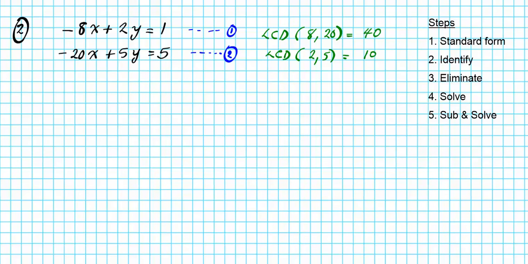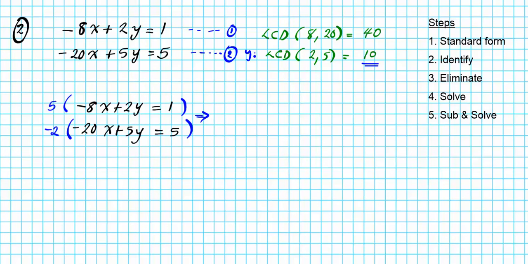So let me rewrite it again. We have negative 8x plus 2y equals 1, and negative 20x plus 5y equals 5. I'm going to multiply the first equation by 5. The goal is to convert the coefficient of y to the LCD. So this is for the y's right here. That's going to make this 5 times 2, positive 10. So this needs to be negative 10. So I'll multiply it by negative 2 to get that goal accomplished.